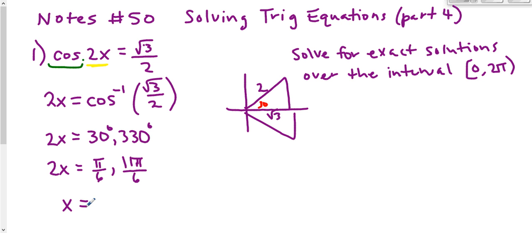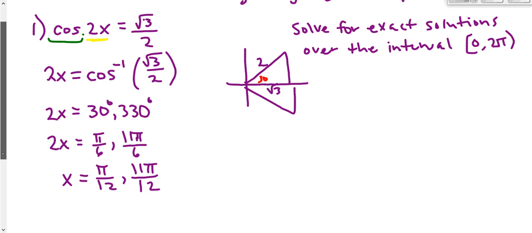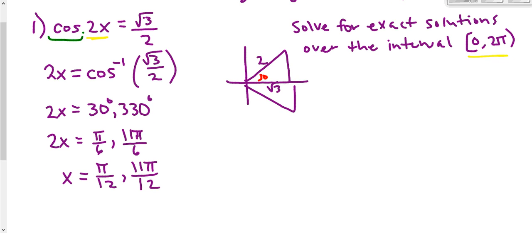Divide pi over 6 by 2 and you have pi over 12, and divide 11 pi over 6 by 2 and you have 11 pi over 12. But wait, there's more. Remember that we were looking for all solutions over the interval from 0 to 2 pi. And by dividing things by 2, we just took our answers that fell between 0 and 2 pi, and we got answers that fell between 0 and pi.